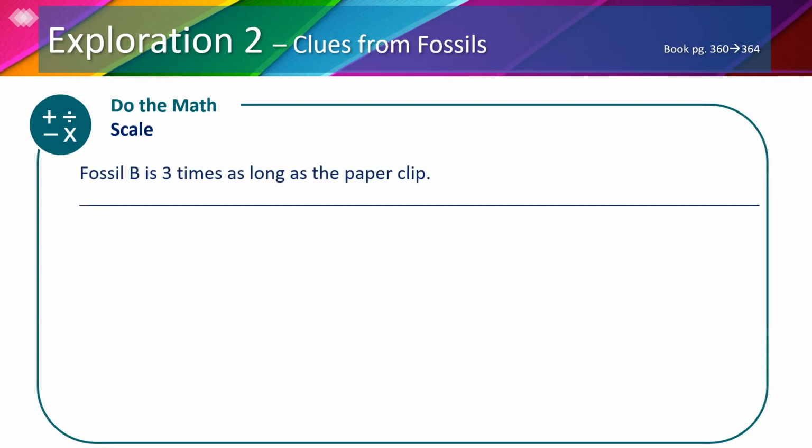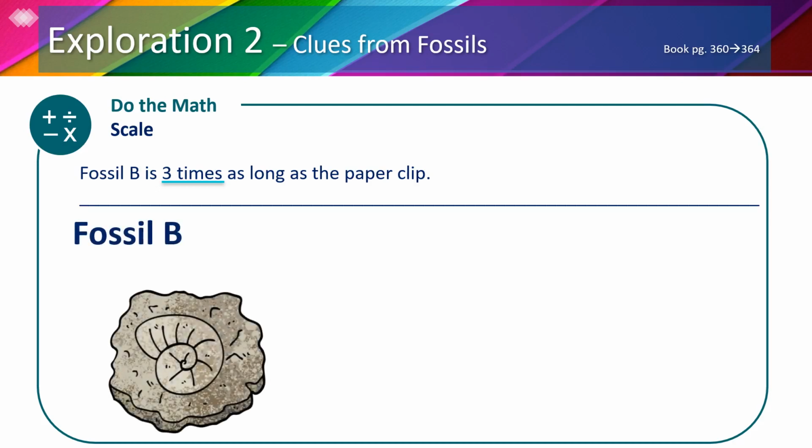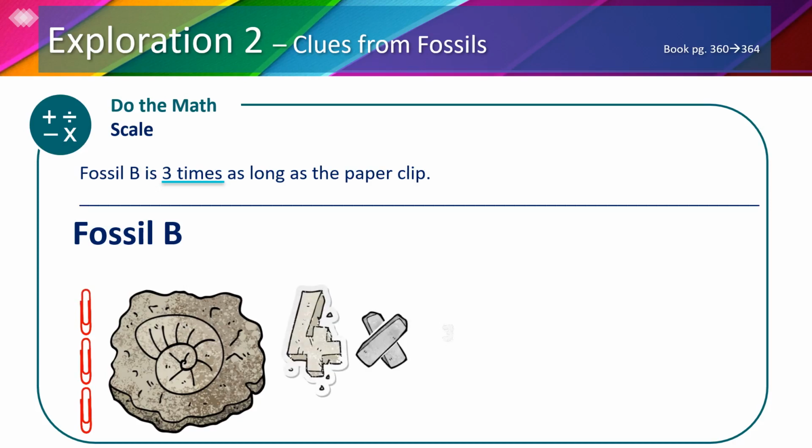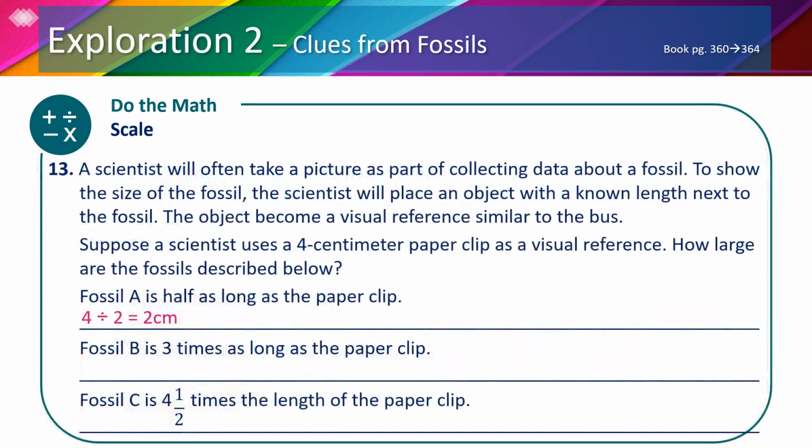Now for fossil B, it is 3 times as long as a paperclip. Let's pretend this is fossil B. It is 3 times as long as the paperclip, so we can model that by placing 3 paper clips next to the fossil. When we say 3 times, we multiply by 3. So let's multiply 4 by 3. We get 12. That's right. So in our books, we write 4 times 3 equals 12 centimeters.